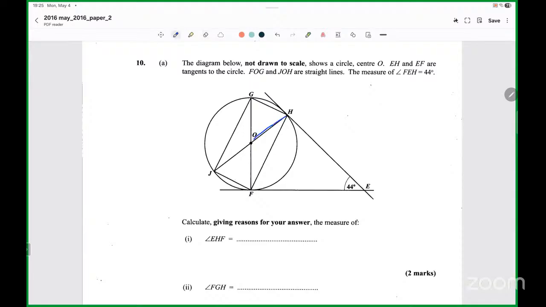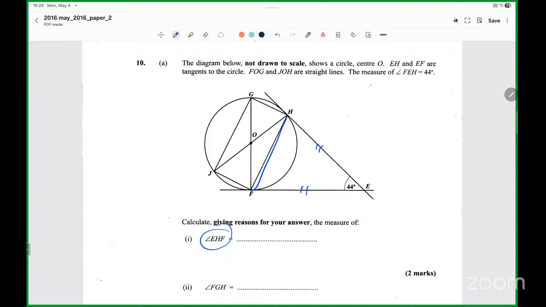Remember that this shape with the two tangents and the two radii is a quadrilateral, because this angle says 90 and this angle says 90. So these two angles add up to 180, and these two angles also add up to 180. It says, calculate, giving reasons, the measure of angle EHF.